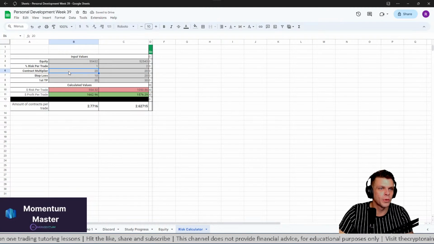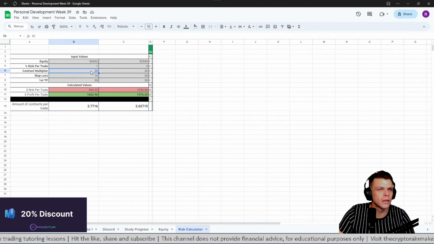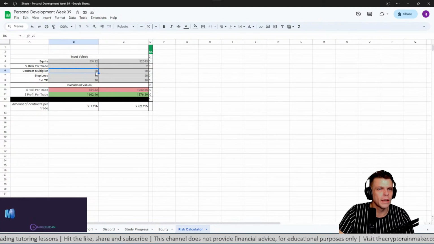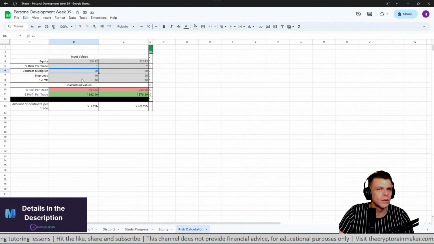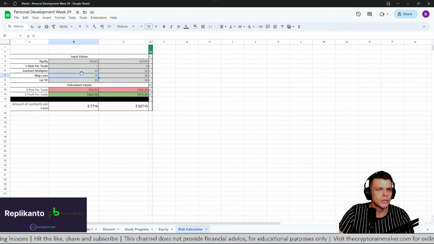and you have to put in the contract multiplier. So for the Nasdaq NQ, the multiplier is 20. For the micro, it is 2. And then for ES, it's 50. And the micro for ES is 5, right? So this is for NQ.